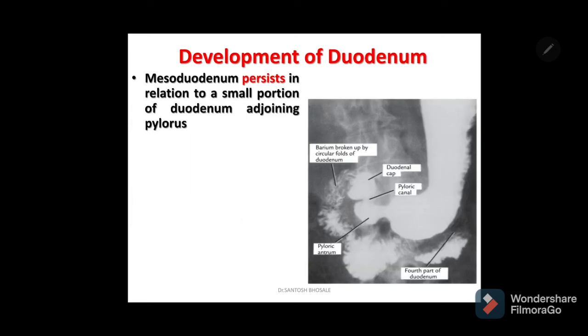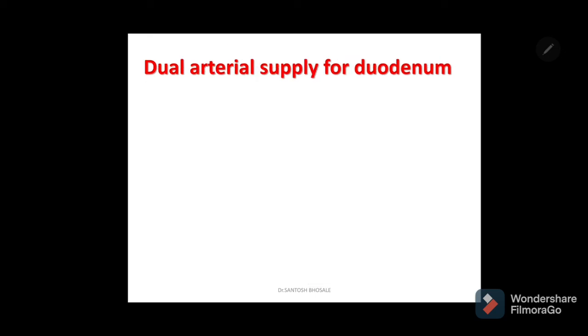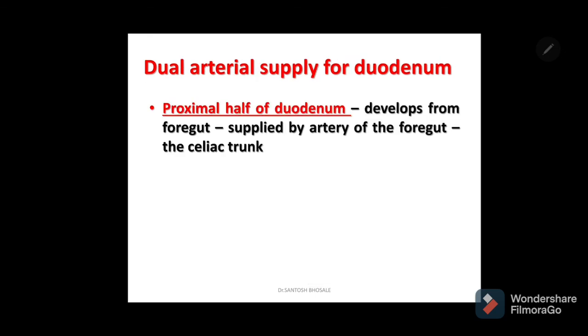And you can notice there the mesoduodenum persists near a small portion of the first part of the duodenum, which appears as the duodenal cap. So now you can understand the reason for the appearance of the duodenal cap. It is due to persistence of this mesoduodenum near the first part, which results in the duodenal cap on the contrast X-ray, that is the barium meal follow through.